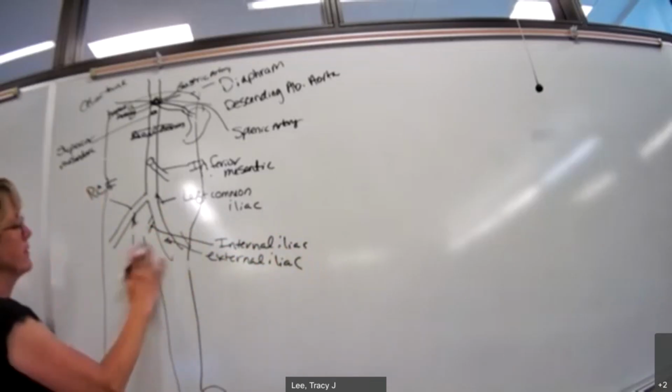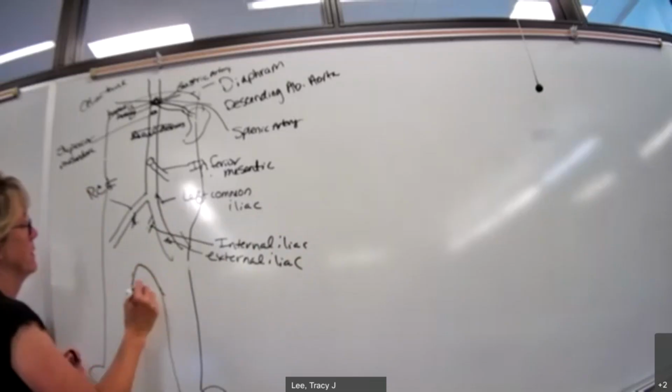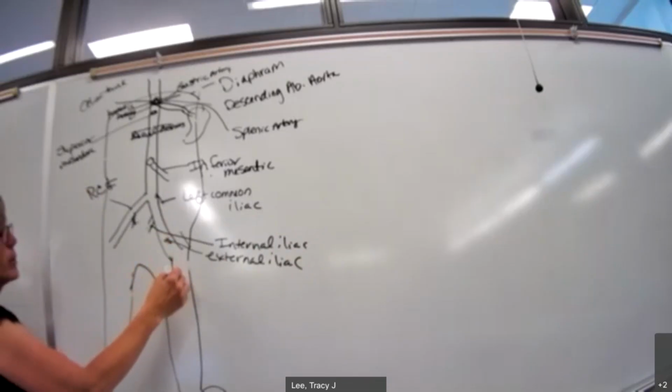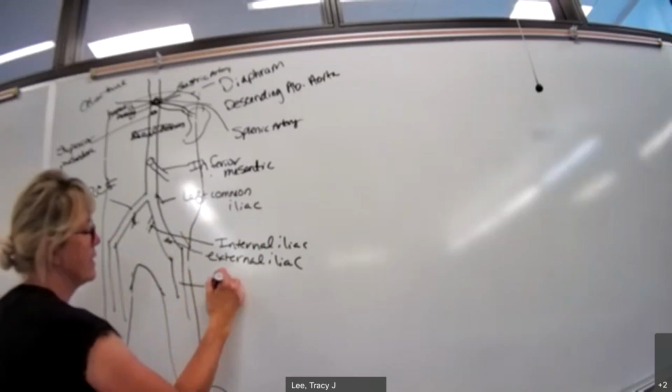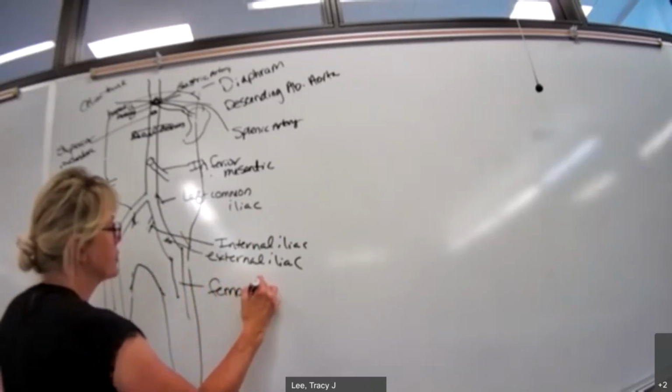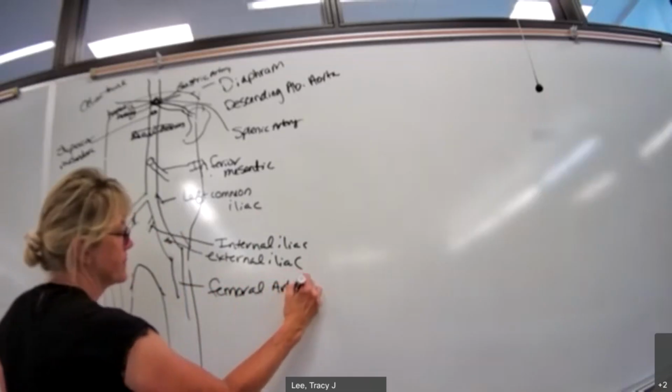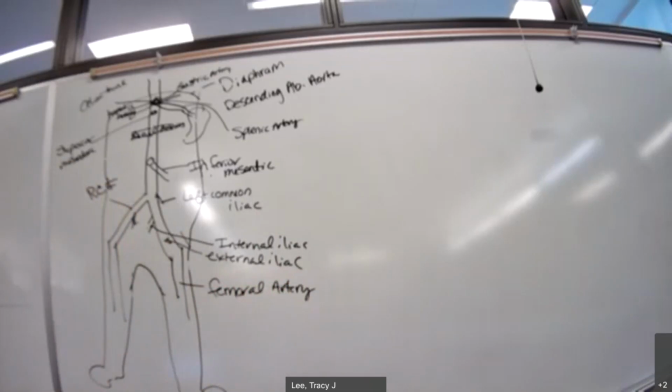And then when it goes over the hip bones, I have to lower my guys. It's going to go over the hip bones. As soon as it goes over the hip bones, it becomes the femoral artery, like that. So those are all of your arteries that you have to know below the diaphragm.